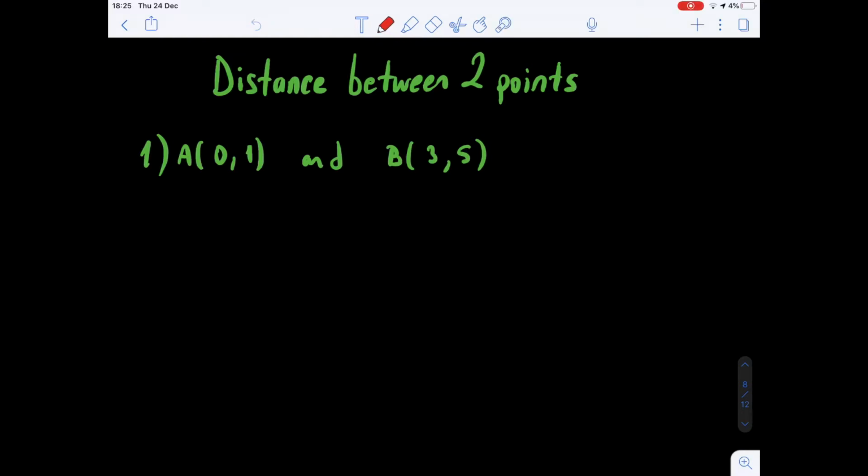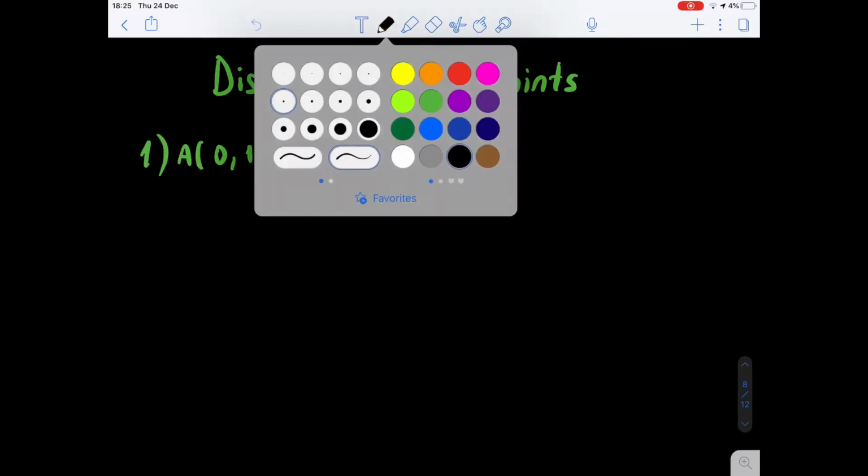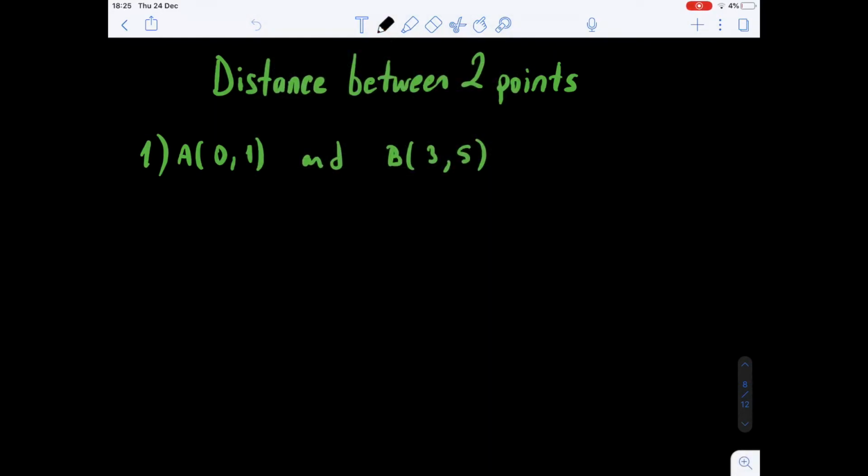Welcome everybody. Today I'm going to show you how to find the distance between 2 points. So we have 2 points here. I'm going to solve 10 questions. Practice makes perfect. So we have 10 questions to exercise, to practice.